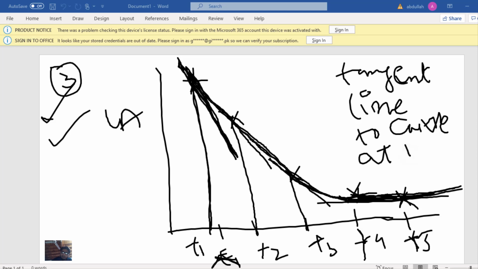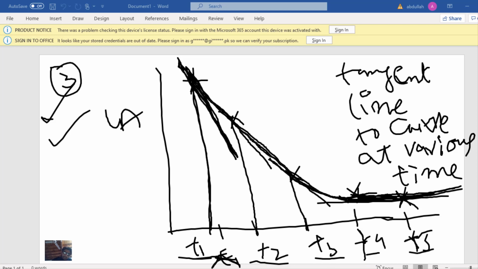At various times, like t1, we draw one tangent line. At times t2, t3, t4, t5, etc., we draw these various tangents to the curve and then find the slope of each tangent line.